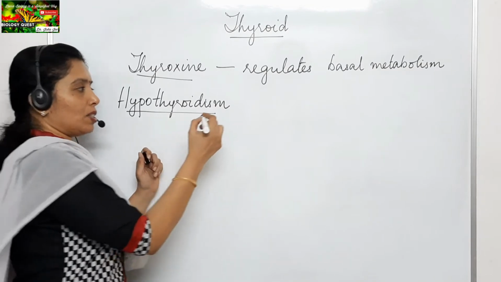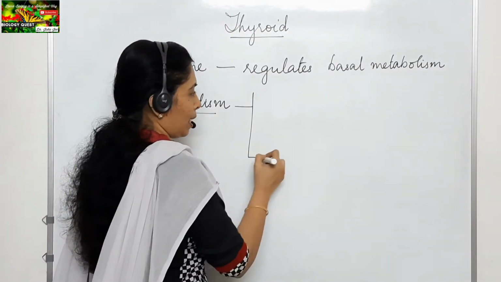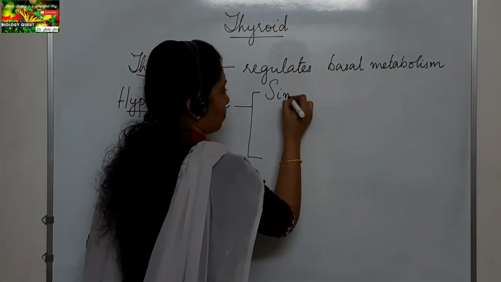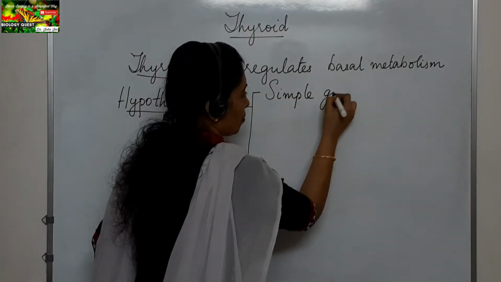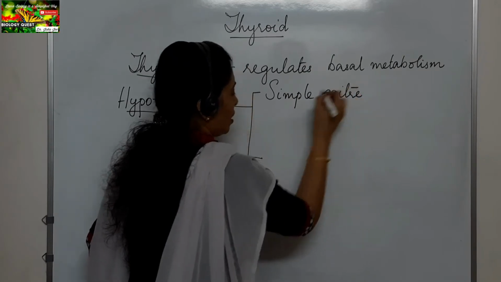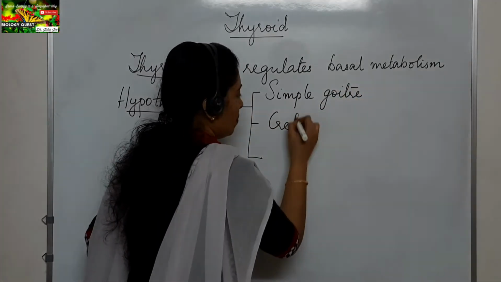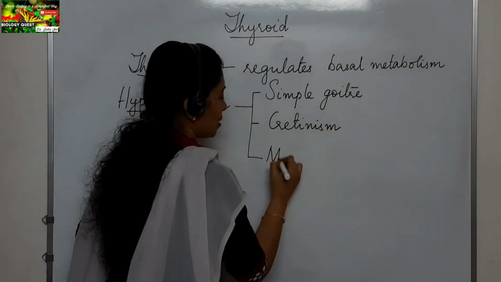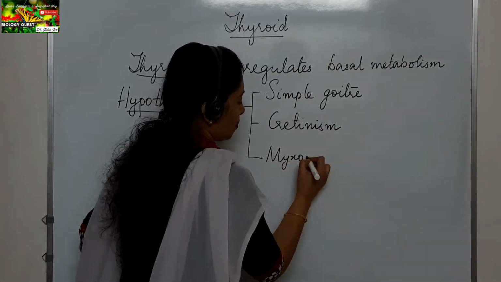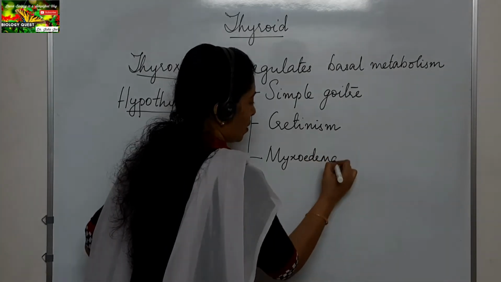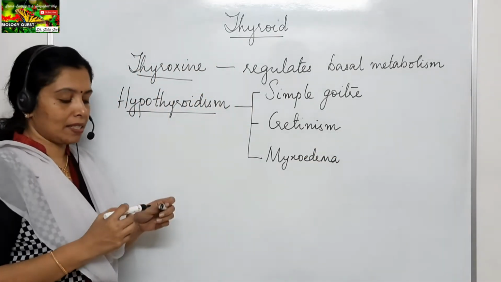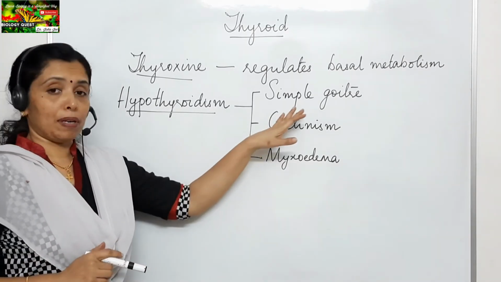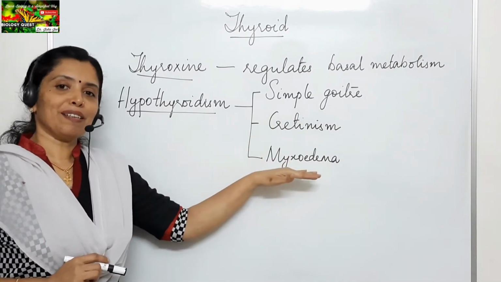Three conditions arise due to hypothyroidism. The first one is simple goiter. Second is cretinism. And third is myxedema. So these are the three conditions caused as a result of hypothyroidism: simple goiter, cretinism and myxedema.